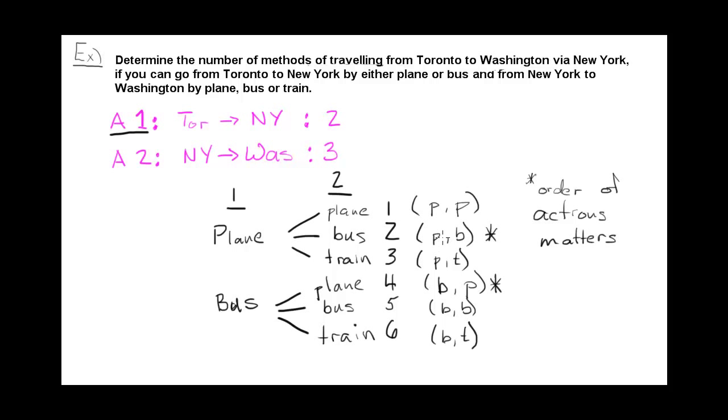Even though we're taking a plane and a bus in both cases, in this one we're taking the plane from Toronto to New York and the bus from New York to Washington, and vice versa in this second method. And then your overall answer, therefore, is 6 methods.